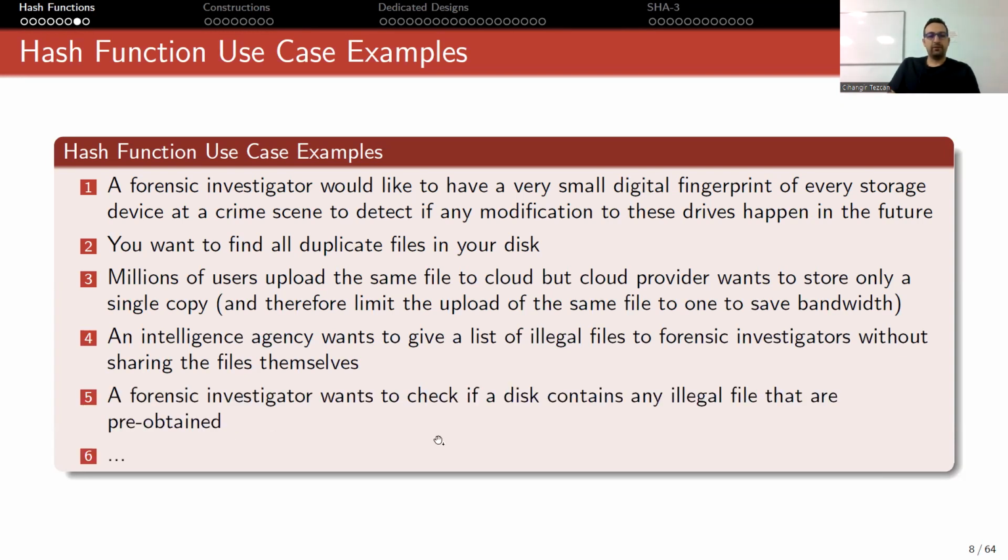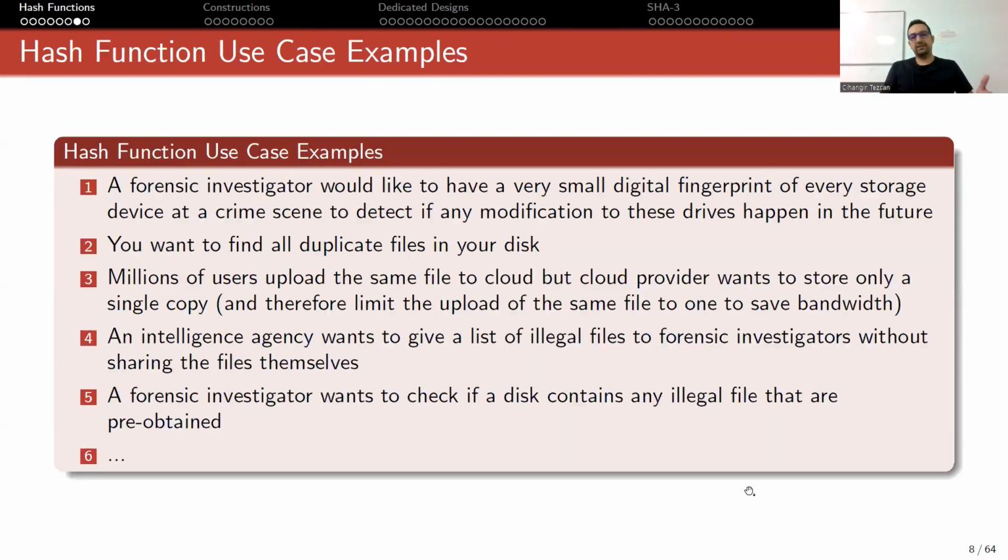Another thing is that this time a forensic investigator wants to check if a disk contains any illegal files that are pre-obtained, but you simply check the hashes of the files in the drive and check if they are in the blacklist, and so on and so forth. You can give many examples here, okay? And you can create many startup companies just using these properties, okay?